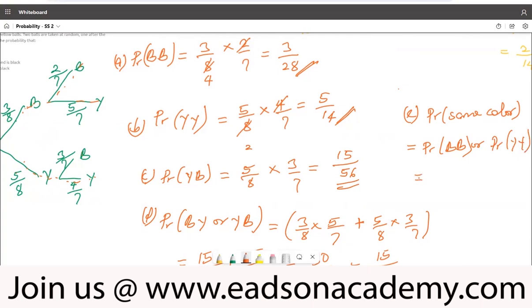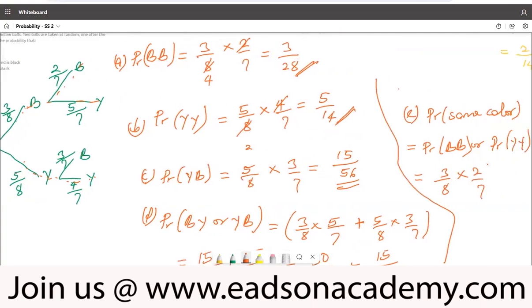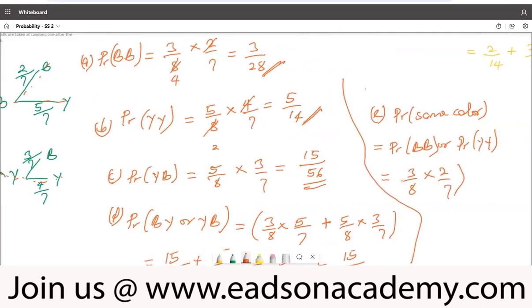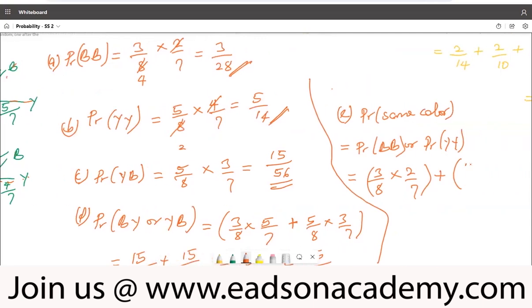And probability of black, black is 3 over 8 times 2 over 7. Or means addition of probability. Then probability of yellow, yellow is 5 over 8 and 4 over 7, which is, 3 times 2 is 6 over 8 times 7, 56.